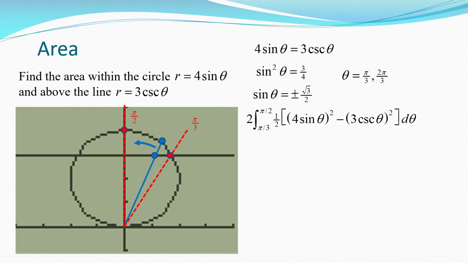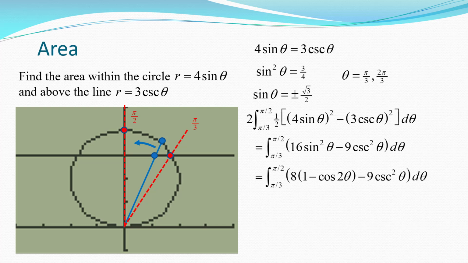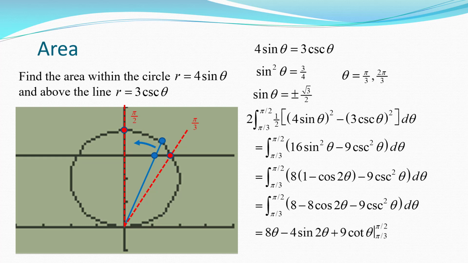Now I'll just do this integration. So just distributing the 2 and the half, canceling and squaring as I need. And then using the half angle formula for sine squared to cancel the 16 again, 8 times the quantity. And then multiplying the 8 through. And then integrating each piece and evaluating at the bounds. That's your answer. That would then be the area of the region that's within the circle and above that line.